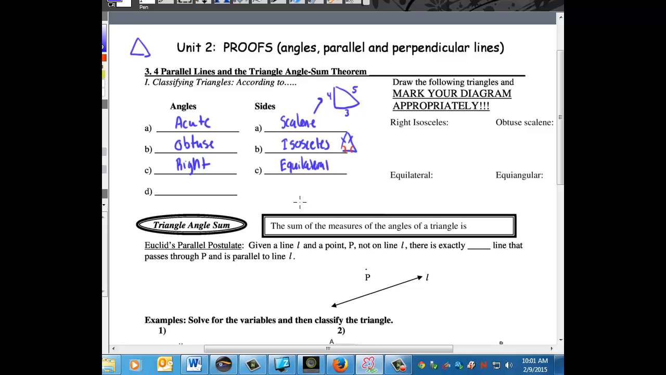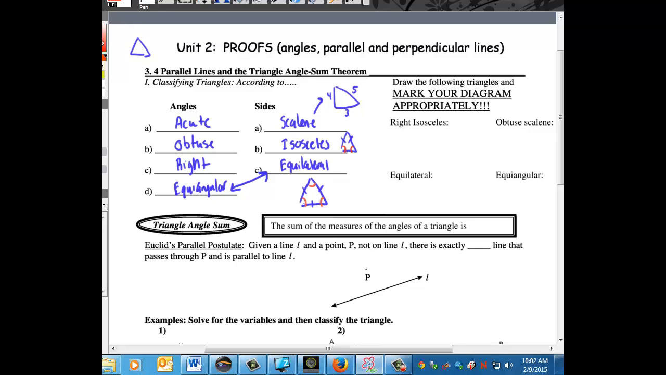And equilateral would be all sides are equal. And we can show that with a mark, and a mark. And when that happens, we also create what's called an equiangular triangle. So these two terms are very closely related. In terms of triangles, they are the same. And here's why. Because with an equilateral triangle, that means that all angles are also going to be equal because all their sides are equal.